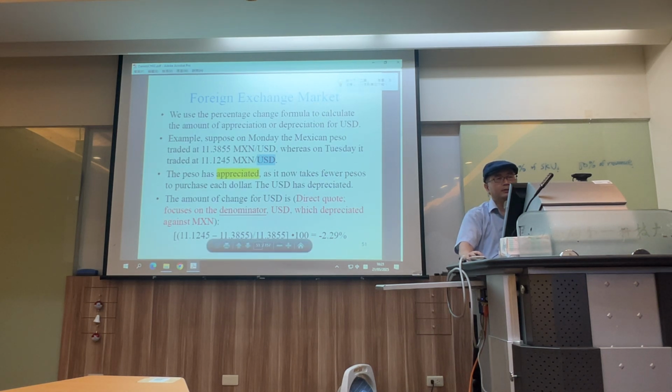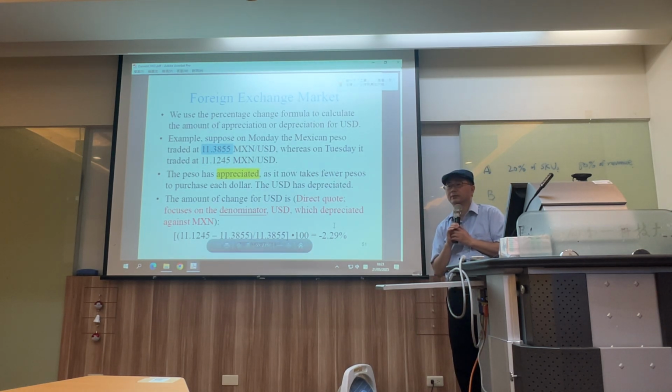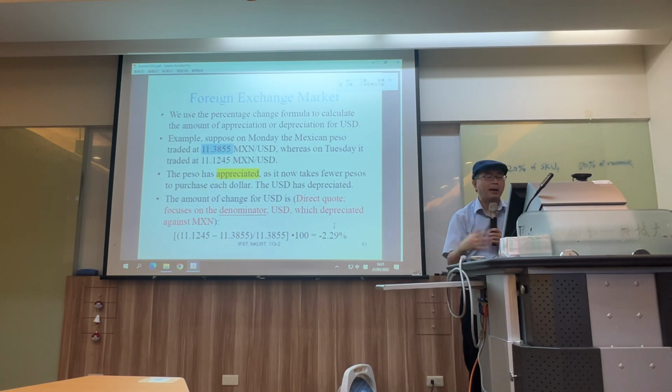So, the second dimension is percentage change, right? Let's say you want to know about the change for the USD. In this case, the USD is the denominator, right? So we just have to take this number minus this number divided by this number. So we can get minus 2.29%. Is that clear? Yeah. So it's the application of what we just learned a couple minutes ago, and it's a continuation from our last class content.